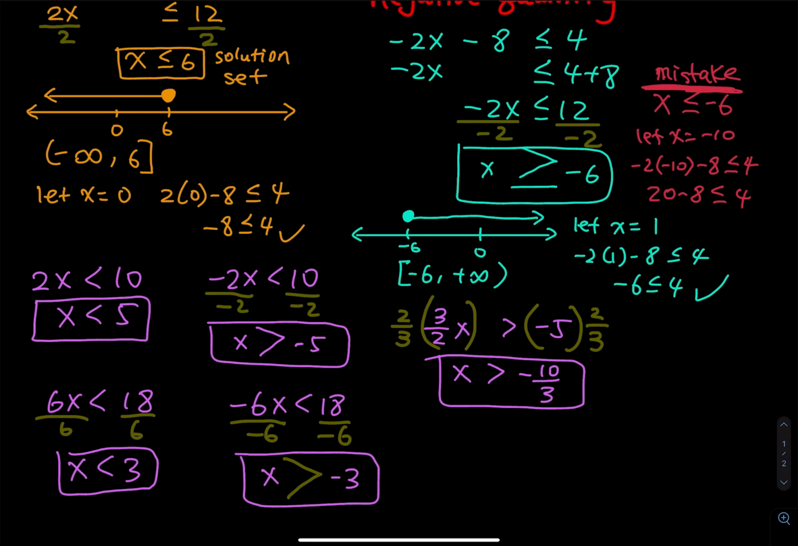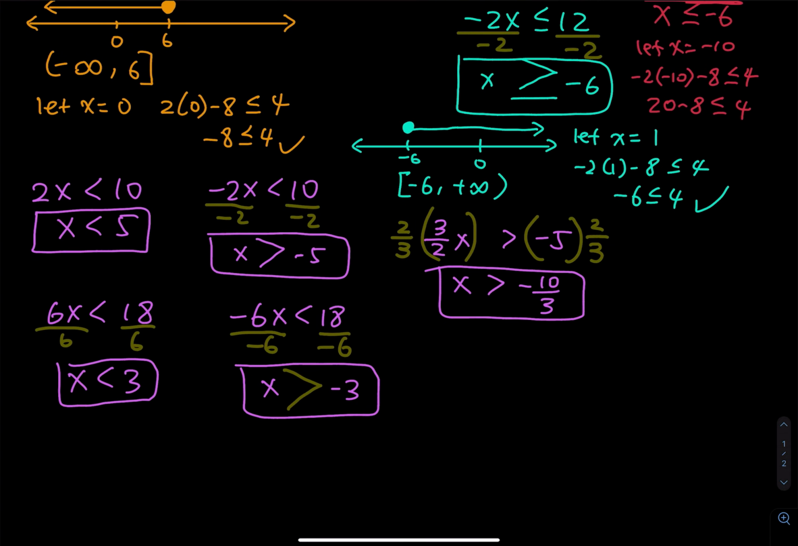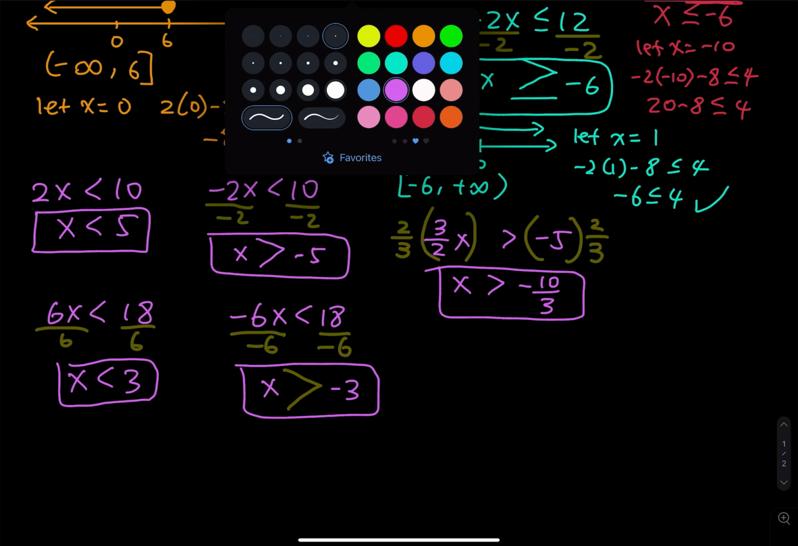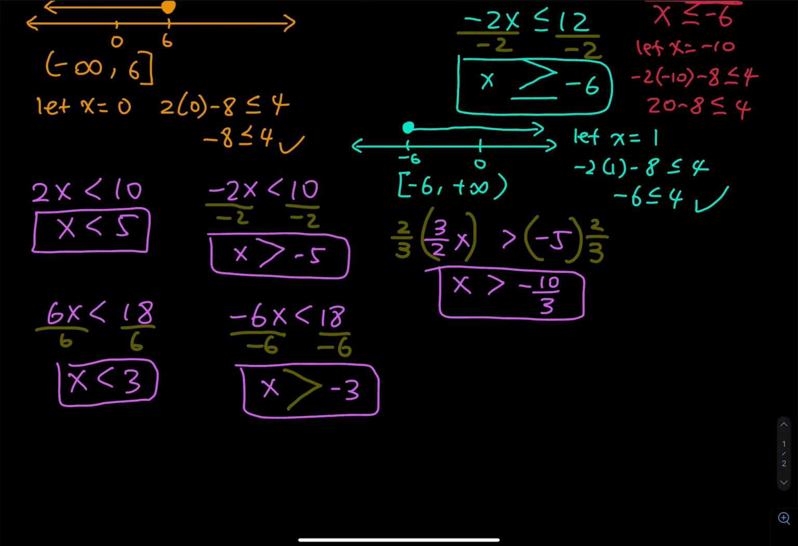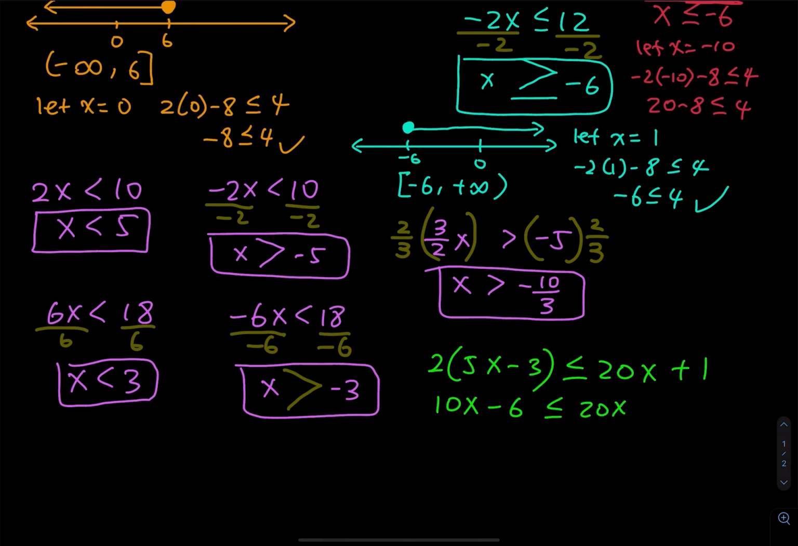All right, so how about this? We try a more complicated linear inequality. Let's switch to a different color. How about let's do some distribution, shall we? So 2 times 5x minus 3, less than or equal to 20x plus 1. Can you do a distribution for me? Distribute the 2 to the 5x and the minus 3. So you have 2 times 5, 10x, 2 times minus 3, minus 6, less than or equal to 20x plus 1. What do we do?